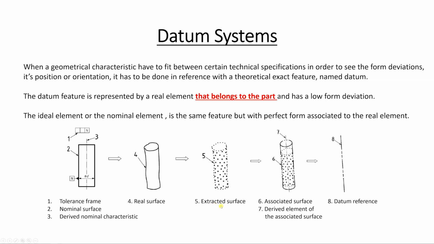At number 5 we have the extracted surface. Then we associate the measured surface to the nominal surface, and the derived element of the associated feature is still an axis. And this is the datum reference. This will be the datum reference for the measured cylinder.